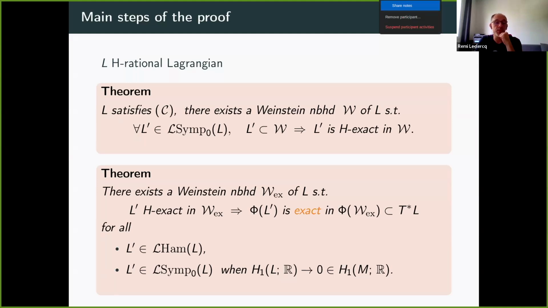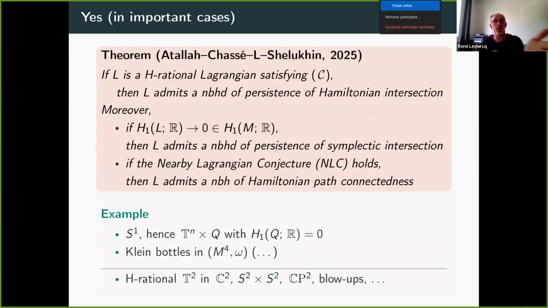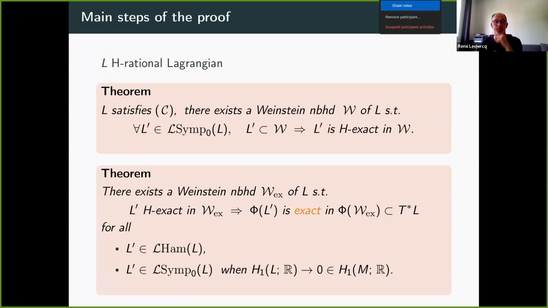the image of L by a symplectomorphism, if you happen to know that the inclusion of L inside M induces the zero map in H1 with real coefficients, right? So it's clear that these two theorems together tell you that exactly the guys you want are going to be exact, hence the conclusion of this theorem, right? So these theorems are what you need to prove the one I explained before, right?